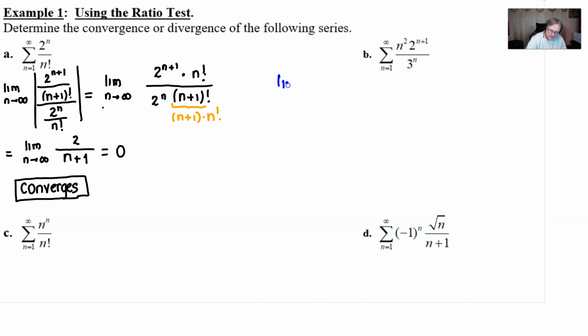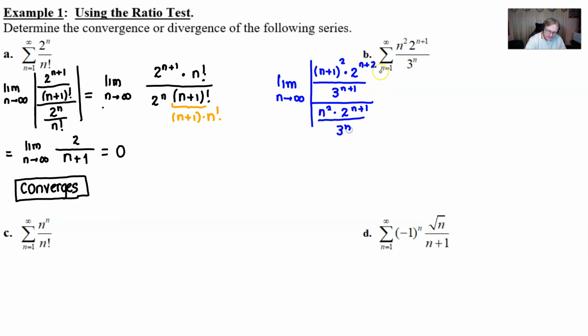So let's do it. Part B, we're going to take the limit as n approaches infinity of the absolute value. Let's change everything in this problem to an a_n that has an n to an n plus 1. So we would have n plus 1 quantity squared times 2 to the n plus 1 plus 1, or n plus 2 power. All of that would be divided by 3 to the n plus 1. And then all of that would be over the original nth term expression. So there's our setup.